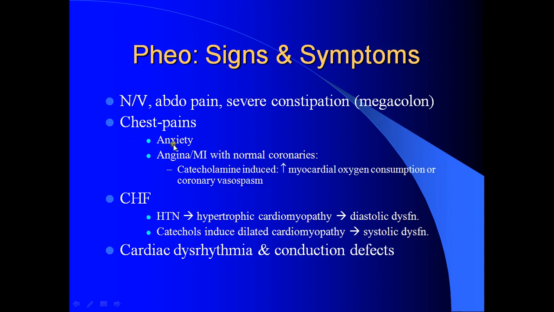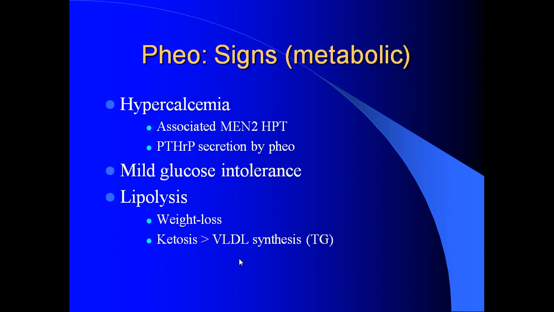Chest pain, anxiety, or angina-like symptoms can occur, because catecholamines can induce increased myocardial oxygen consumption or can cause coronary vasospasm. So it can present with chest pain. It can lead to heart failure, one because of the hypertension and hypertrophic cardiomyopathy leading to diastolic dysfunction, and second because of the catecholamines themselves causing dilated cardiomyopathy leading to systolic dysfunction. Then, because of their stimulatory effect on the heart, they can cause cardiac dysrhythmias and conduction defects.